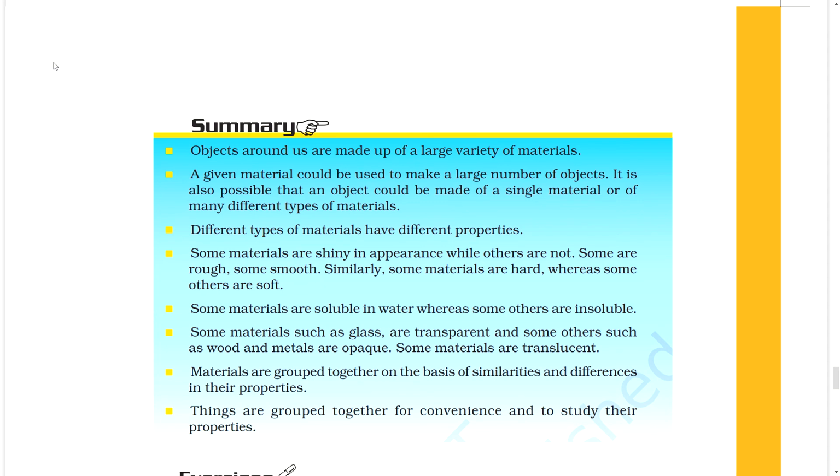Similarly, some materials are hard, whereas some others are soft. Some materials are soluble in water, whereas some others are insoluble. Some materials, such as glass, are transparent and some others, such as wood and metals, are opaque. Some materials are translucent. Materials are grouped together on the basis of similarities and differences in their properties. Things are grouped together for convenience and to study their properties.